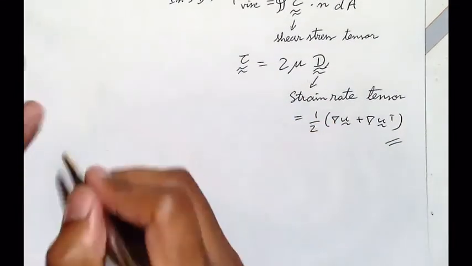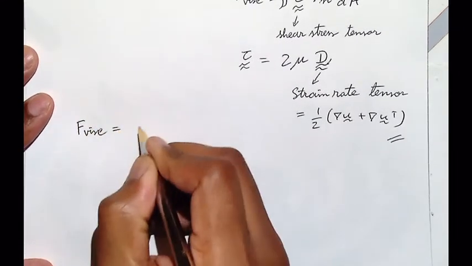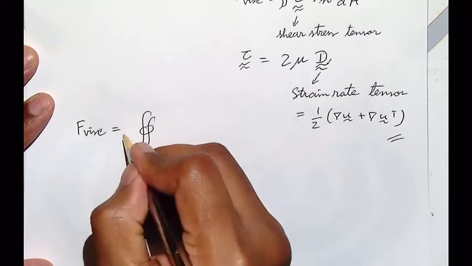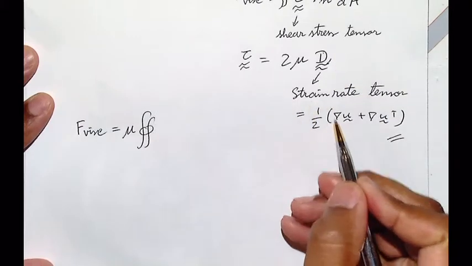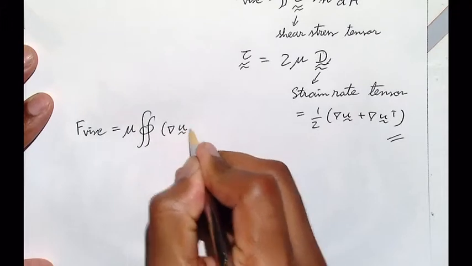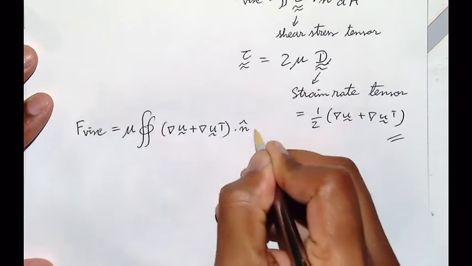So what we get is F viscous is the integral of mu. Let's take mu out, since mu is a constant. Mu times the integral of nabla u plus nabla u transpose dot n dA.